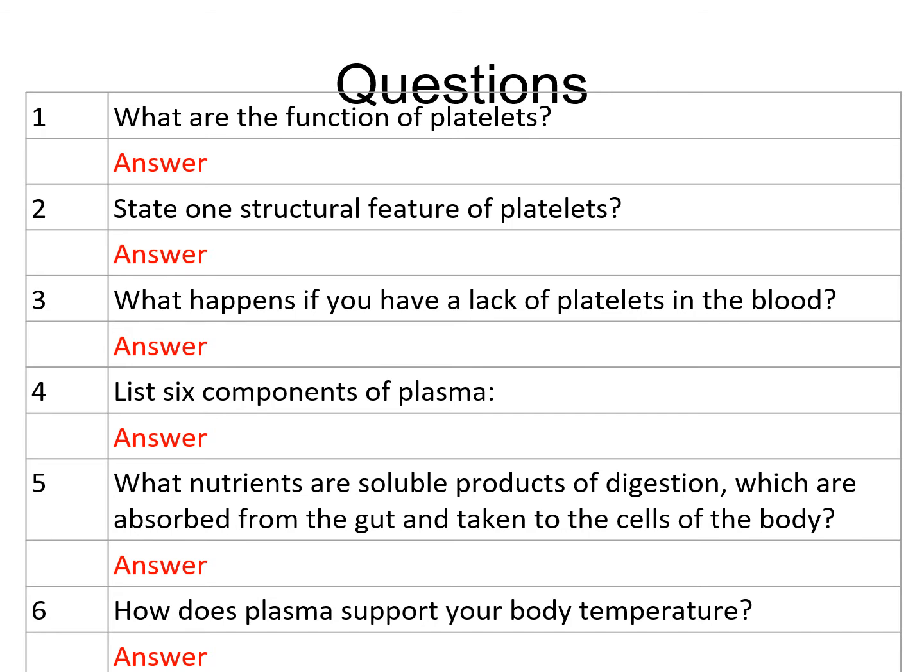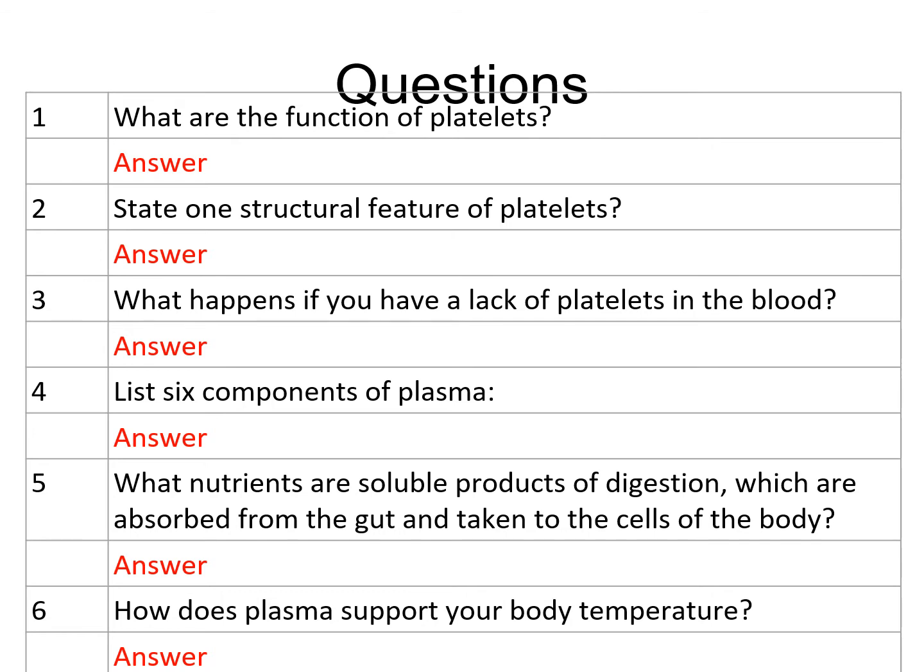So number 1, what are the functions of platelets? Number 2, state one structural feature of platelets. Number 3, what happens if you have a lack of platelets in the blood? Number 4, list 6 components, that means parts, of plasma.